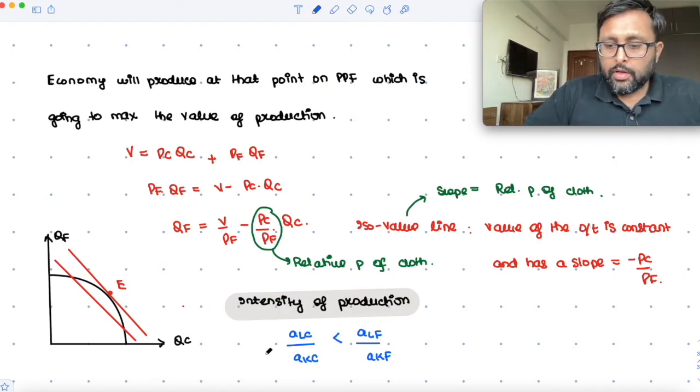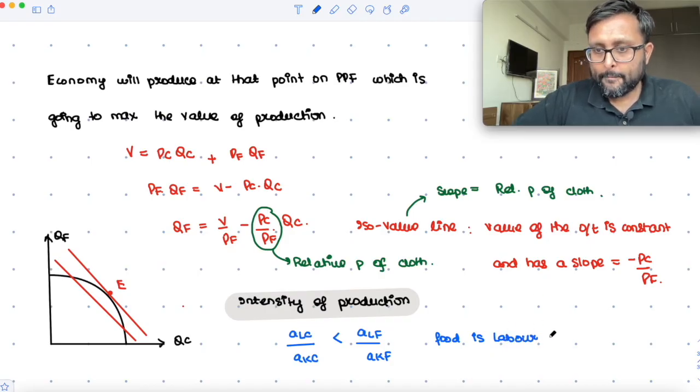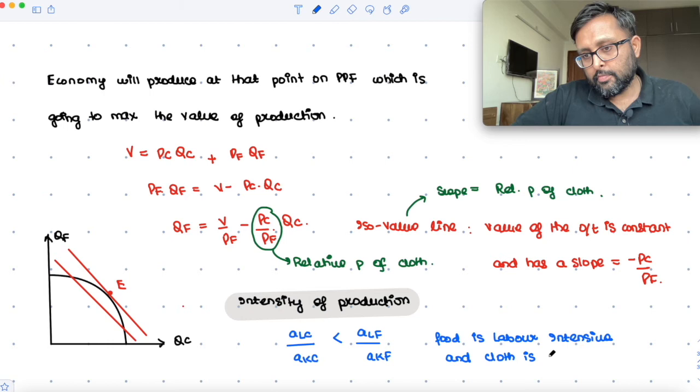So if the ratio ALC upon AKC is less than ALF upon AKF, then you say that food is labor intensive, right? Because if you compare the food production to the cloth production, the amount of labor required to produce food would be more. So food is labor intensive, and cloth is capital intensive.